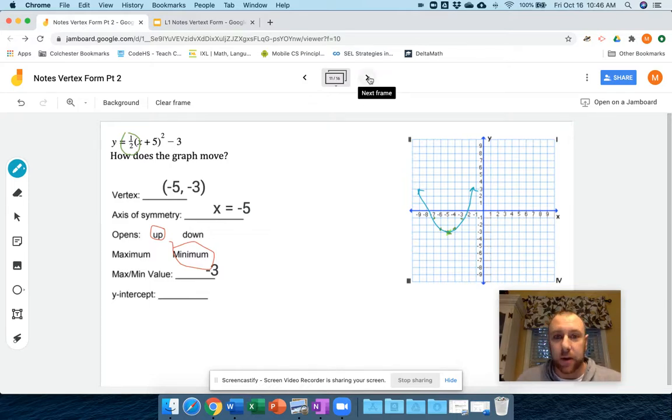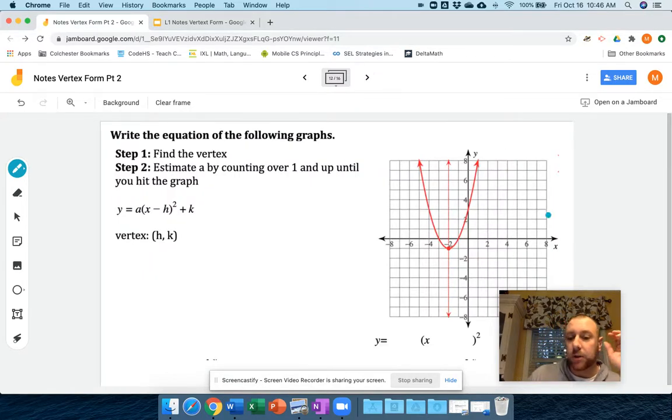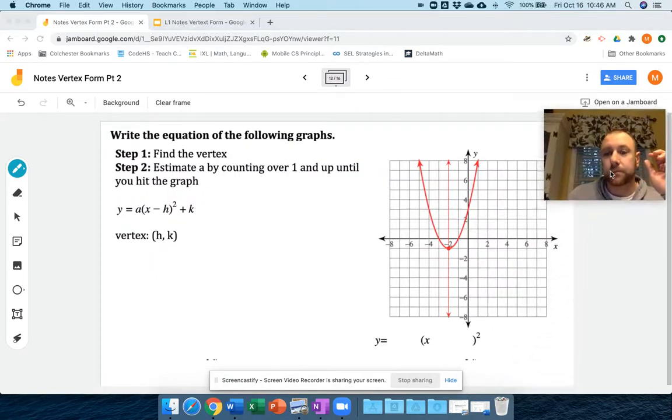Now, the pattern also helps us write the equations. So writing the equations is all about locating the vertex and then being able to figure out that pattern, that first step that they do. So in this case, I have a graph, okay? I need to find H and K. H and K is right here, all right?